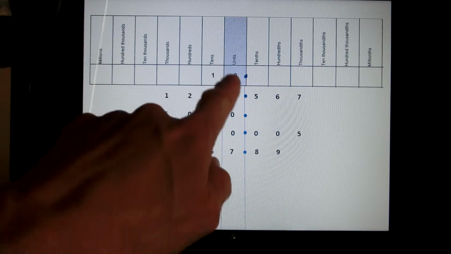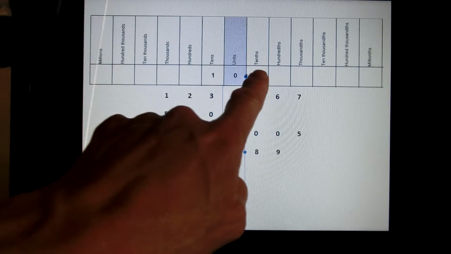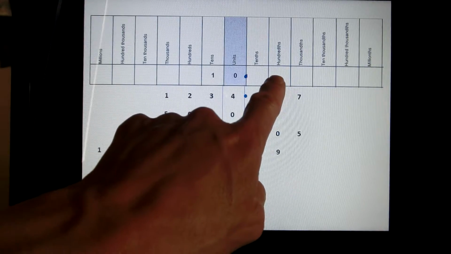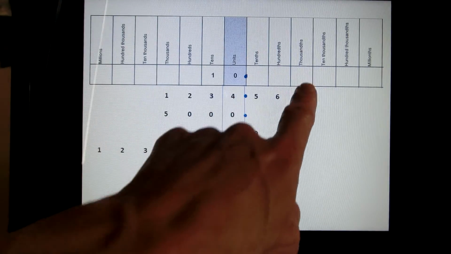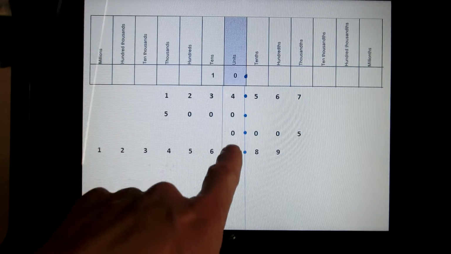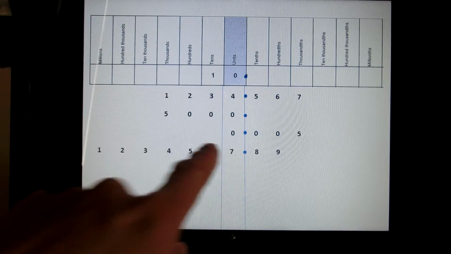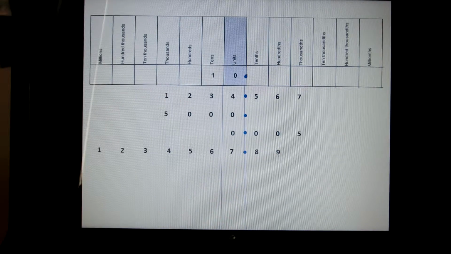So there's a bit of sort of symmetry going on here. So tens and tenths, hundreds and hundredths, thousands and thousandths. And the ones position, or the units position, is the central column, and then the other ones are symmetrical around it, either side of it.